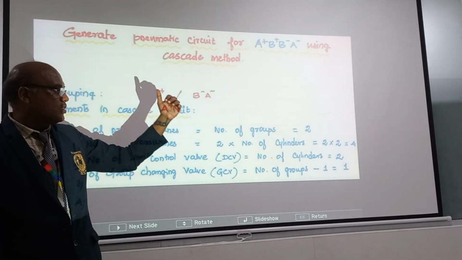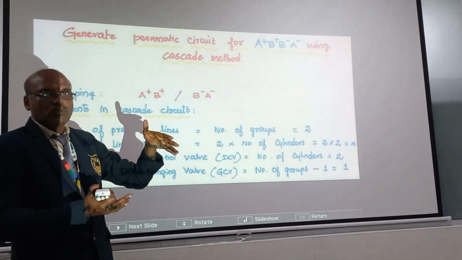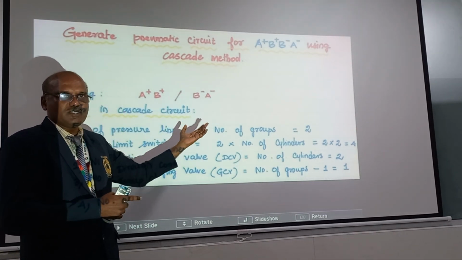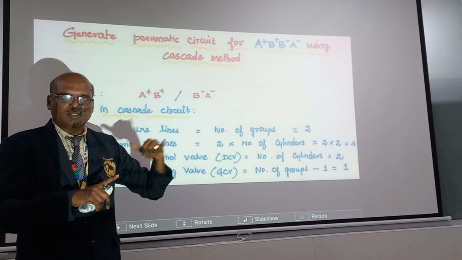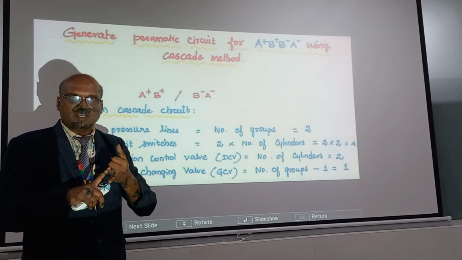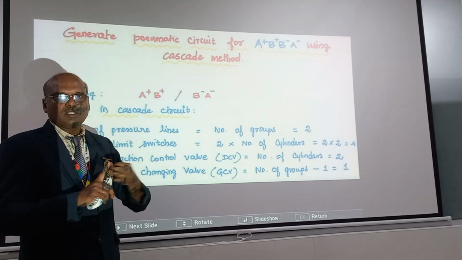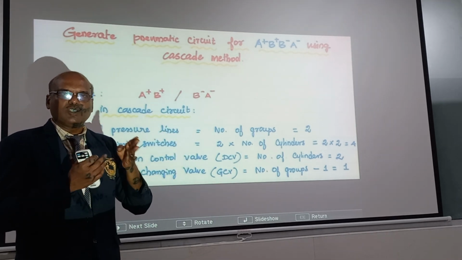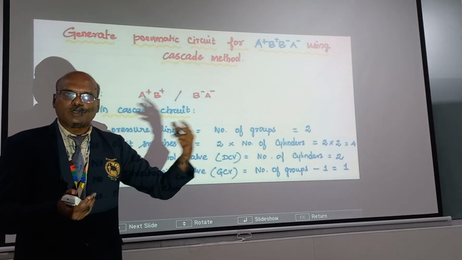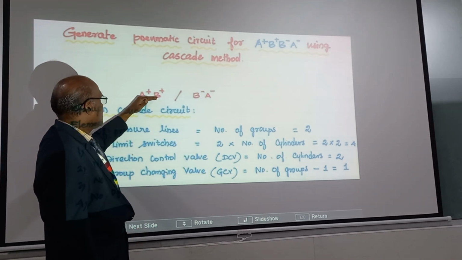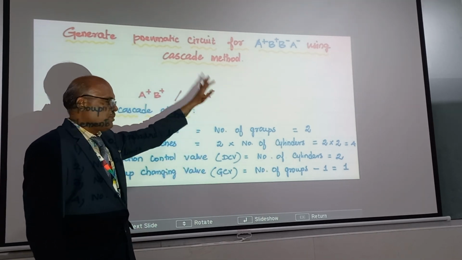So we will see what the rules are, what the elements are, and how to calculate the elements required. The elements I mentioned in the previous slide are the number of direction control valves required, the number of pressure lines required, and the number of cascade valves required. You have to calculate these before going to the problem. Now our problem is A plus B plus B minus A minus.